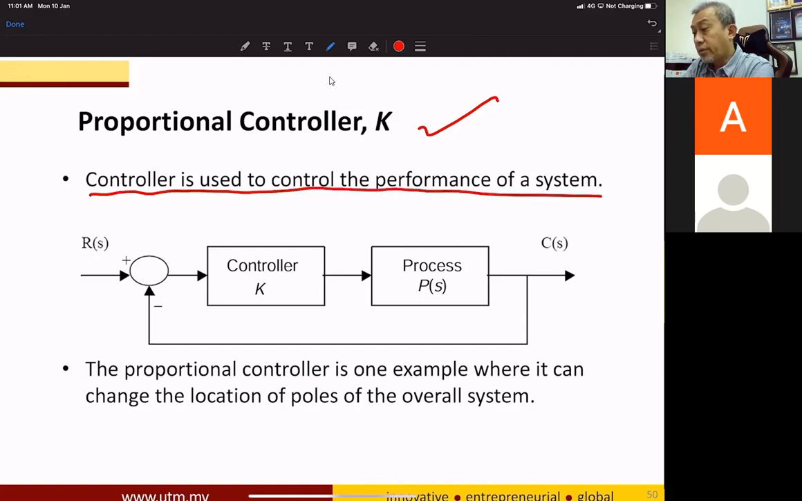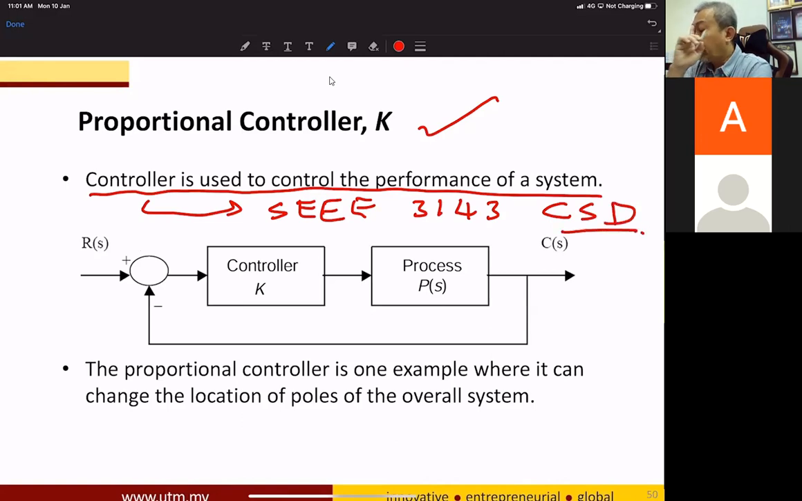So this one is not included in the subject, okay? Because 3133 is just for modeling and simulation. For controller, you will study next semester 3143, which is control system design. So at the moment we are focusing on this. Nevertheless, we have a controller which is connected in cascade to the process, known as proportional gain.